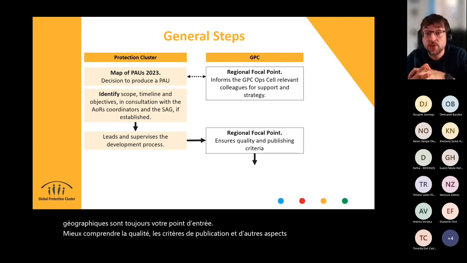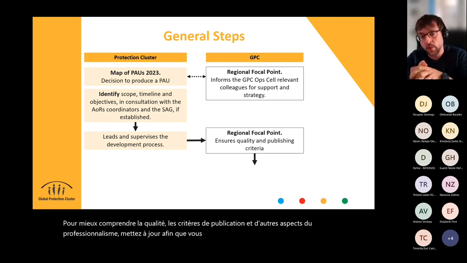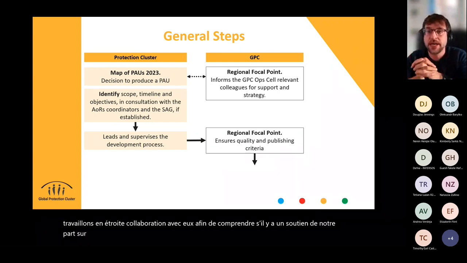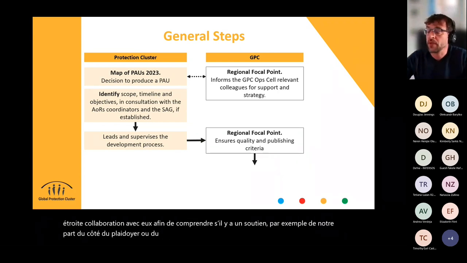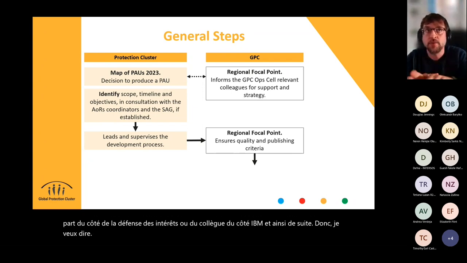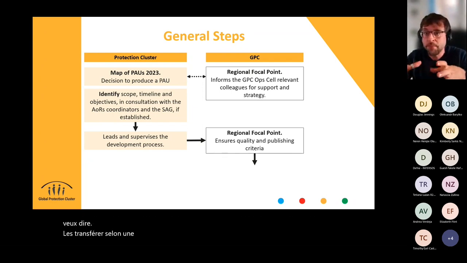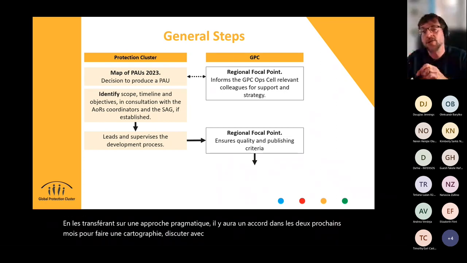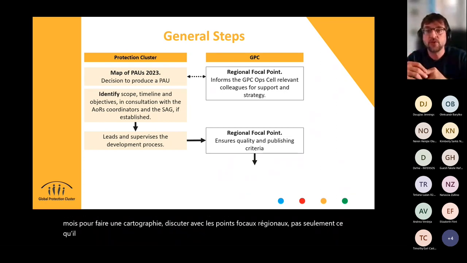So you can reach out to them, and we are working very closely with them in order to understand if there is support, for instance, from us on the advocacy side, or from the colleagues on the AIM side and so on. So, transferring this into a pragmatic approach, it would be ideal in the next couple of months to do a mapping and discuss well with the regional focal points, not just what you foresee that you would like to do, but also where you will need support.